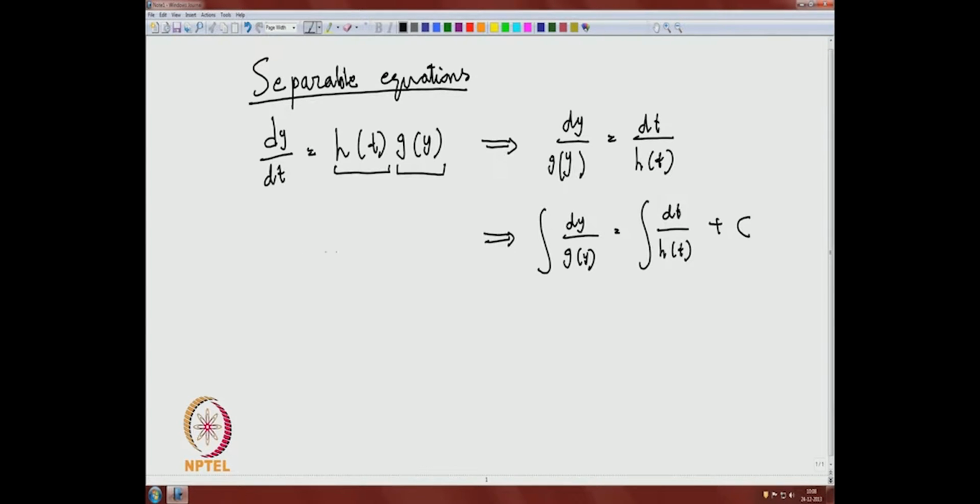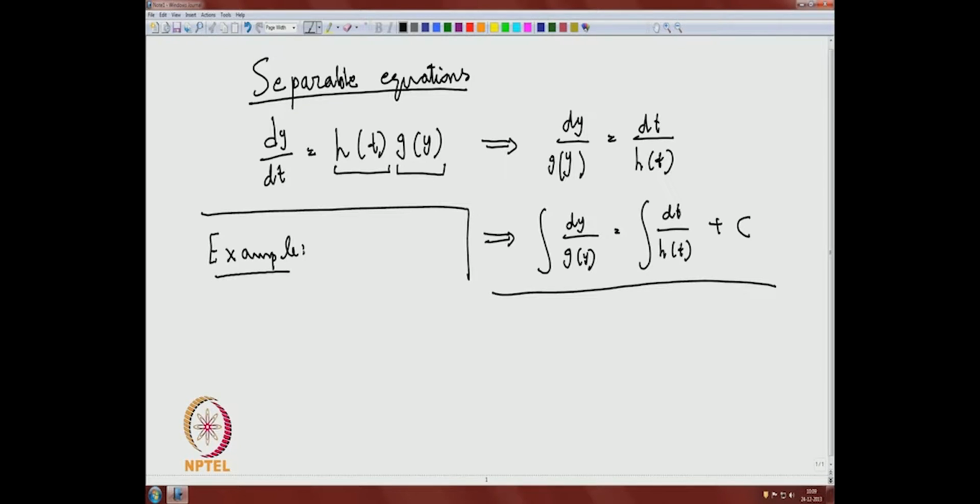So, we will start with a familiar example which all of you are already familiar with. A simple example; other complicated examples you can do, but the idea is to make the ideas clear rather than getting into the complications of the integrals here.